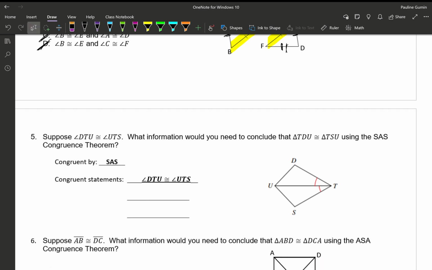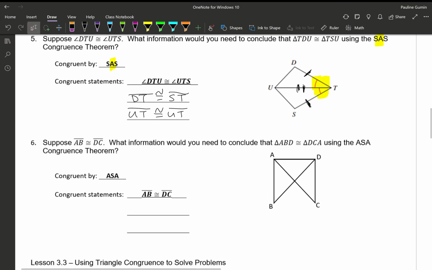All right, number 5. We need to make these triangles congruent by SAS. We are given the angle already right here, which means we need two more sides. We need these sides, and then to form a sandwich, we're going to use the reflexive property right there. Let's name these lines. We have DT is congruent to ST, and then reflexive property UT is congruent to UT.